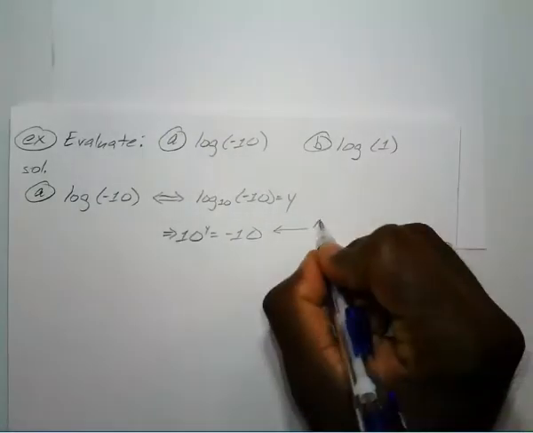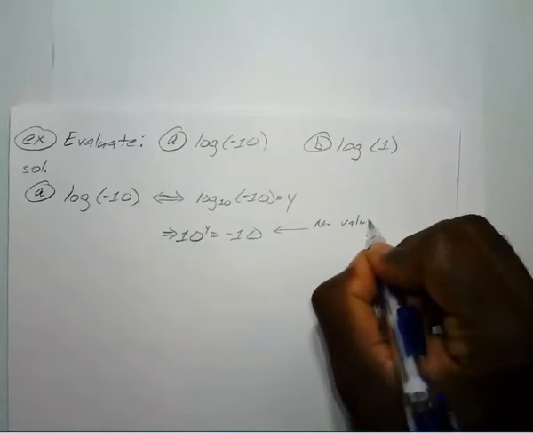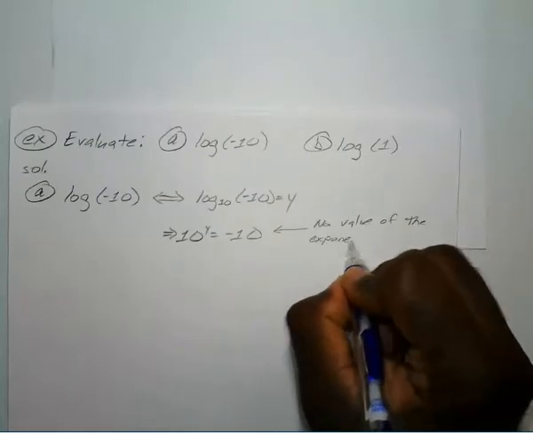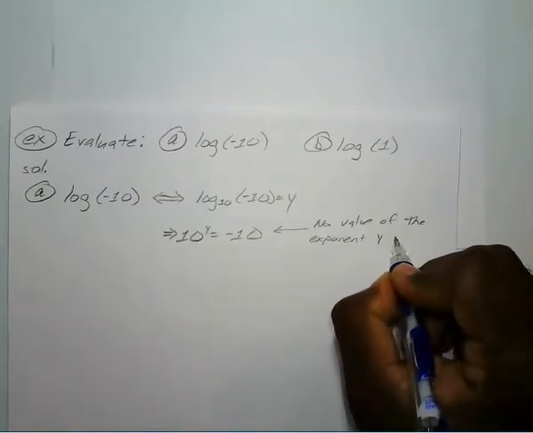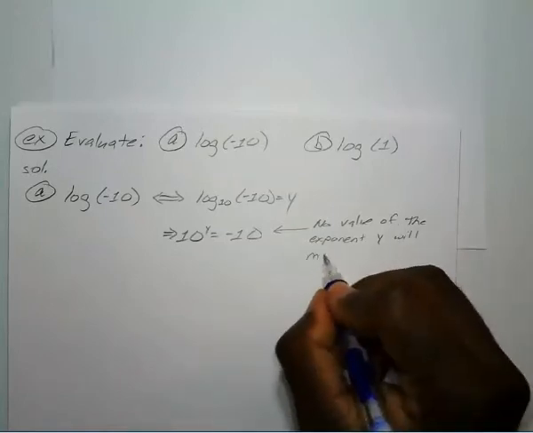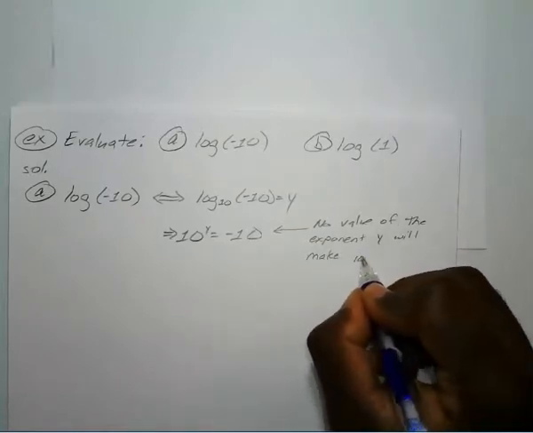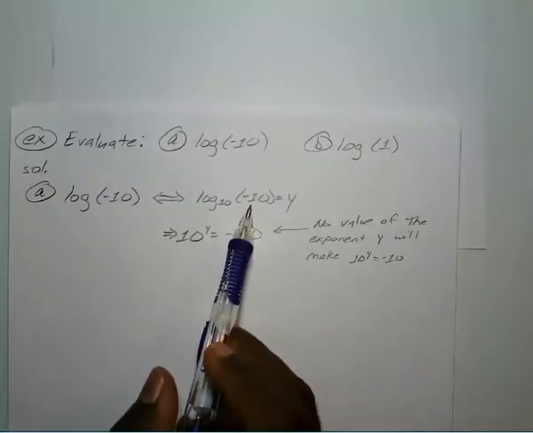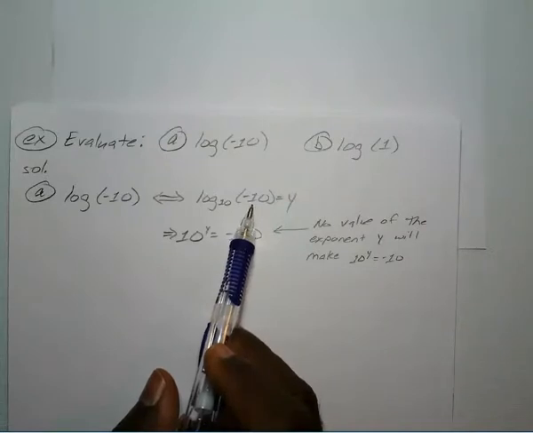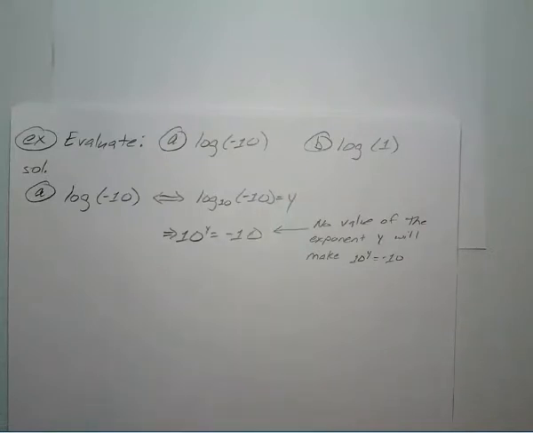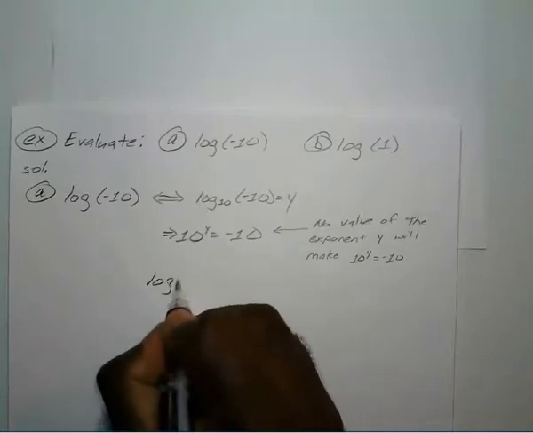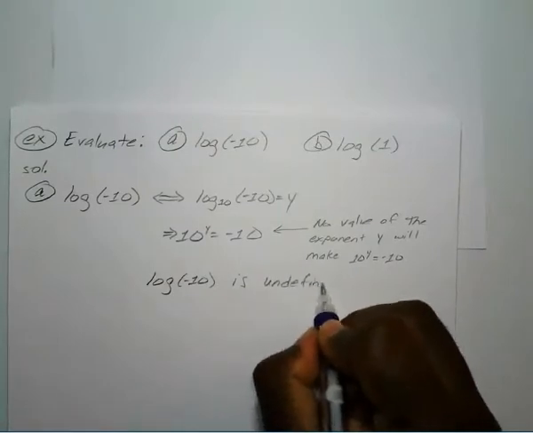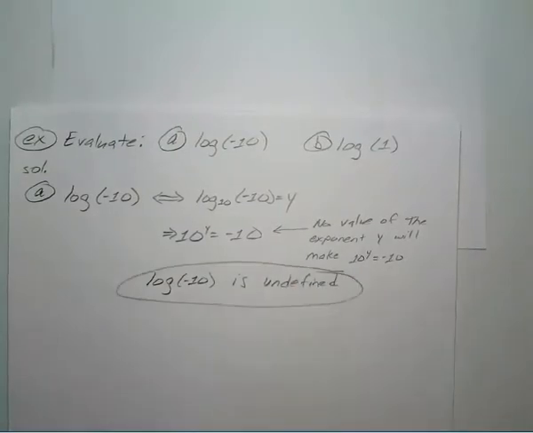So really, there's no value of the exponent y that will make 10 to the power of y equal negative 10. That's why your x always has to be a positive value. You cannot have a negative value in your x position. Okay, so in this case, log of negative 10 is what you call undefined. Okay, that's why we have that.